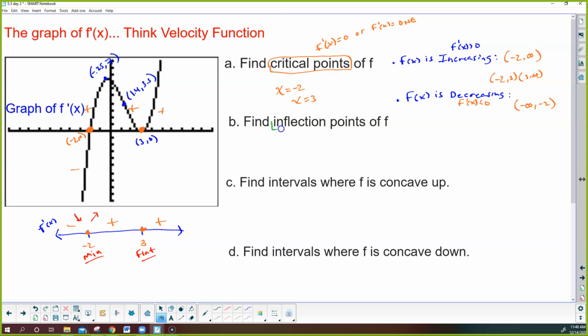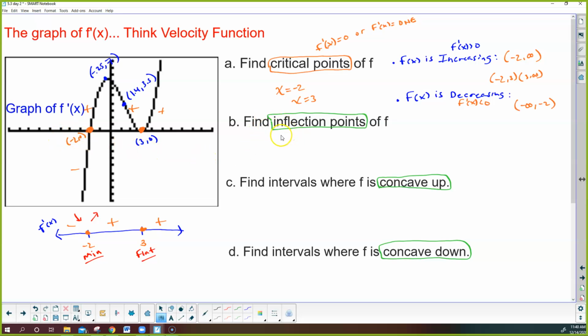Here's where it gets a little tricky. The next 3 questions. How do I know where we have inflection points, where there's a change in concavity? How do I know where a function is concave up? And how do I know where a function is concave down? And how do we know this? Looking at the graph of the first derivative.